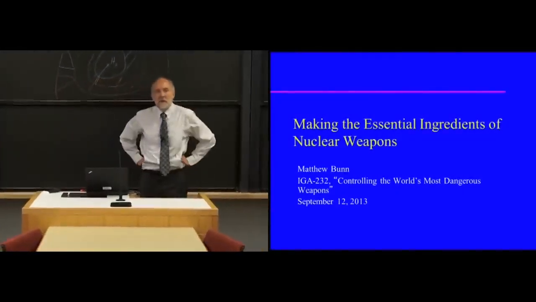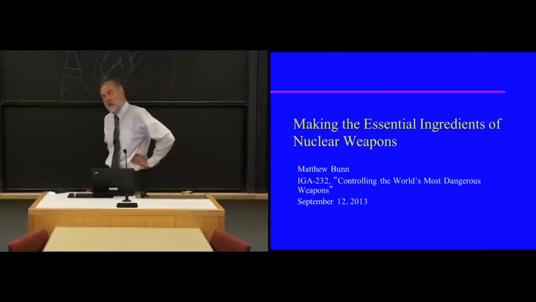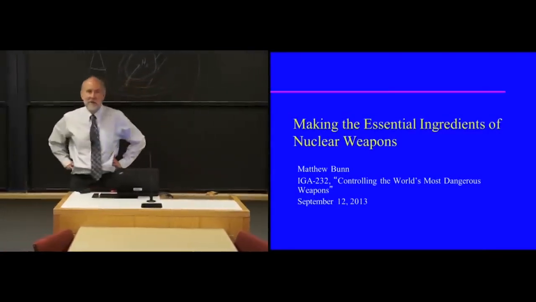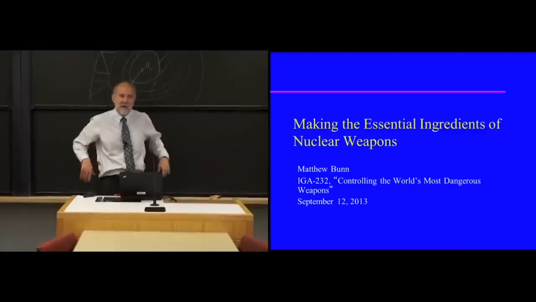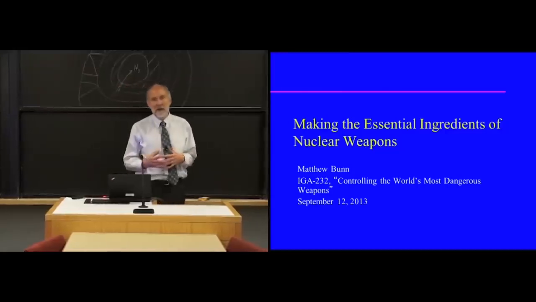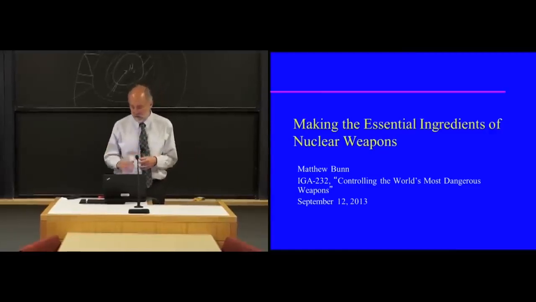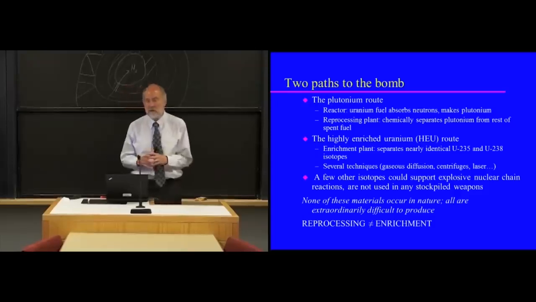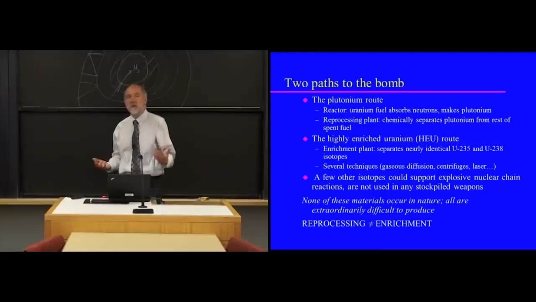Today we're going to talk about how you make the nuclear material that is needed for making a nuclear bomb. In the last talk I talked about how you need plutonium or highly enriched uranium, which are the materials used in the nuclear weapons that exist today, although there are some other isotopes that conceivably could be used to make nuclear weapons. So there are two paths to the bomb, the plutonium route and the uranium route.